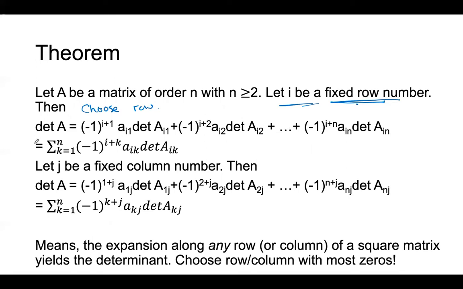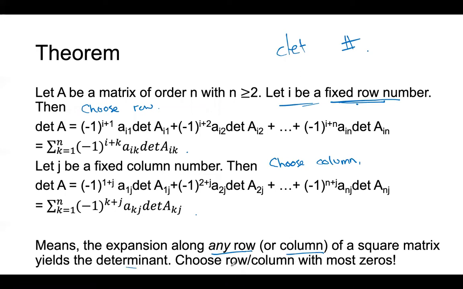Then you sum them all up, because the determinant is just a number, and you got that number. Or you could choose a column, and you can also do the same thing. So you have that -1 to the exponent i plus j, which I'll explain, times that entry, times that determinant of that submatrix, and so on. Then you move to the next entry and sum them all up. So expansion along any row or column of a square matrix yields the determinant.